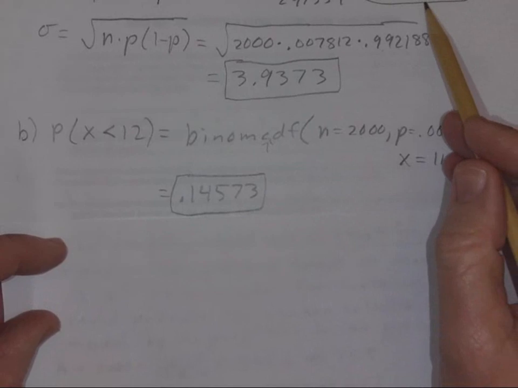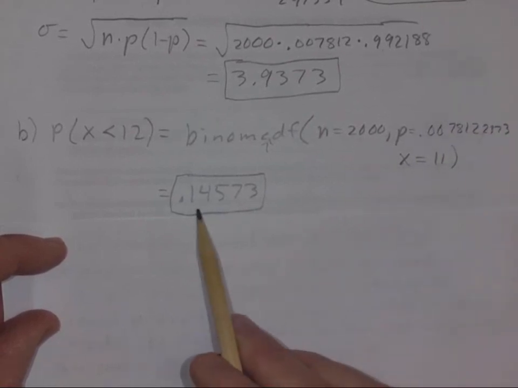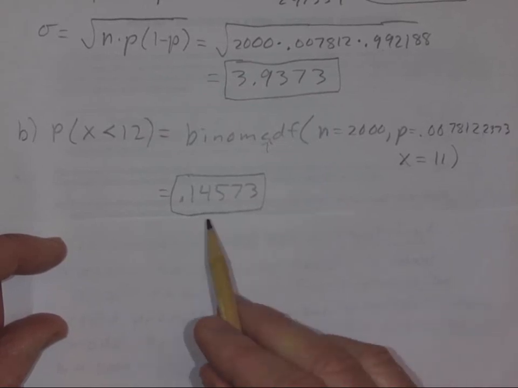So we're expecting there to be like 15 or 16, but to just get 11, the probability of that is 0.146. And so it's not extremely likely to happen, but it's certainly very plausible that it can happen.